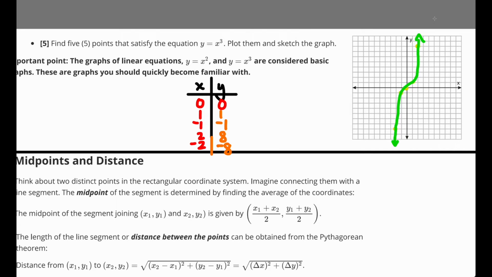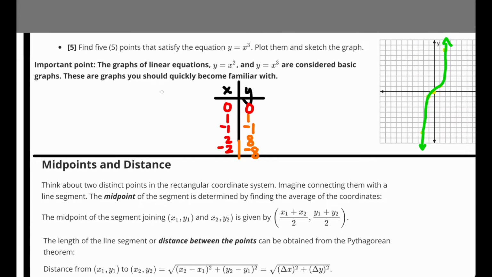Okay, and that's what a cubic function looks like. It does say right here, important note: graphs of linear equations, y equals x squared and y equals x cubed are considered basic graphs, also known as parent graphs, or parent functions as well. These are graphs that you should quickly become familiar with. So it's going to be kind of like the zookeeping part of this class, where we're basically keeping track of what certain graphs look like.